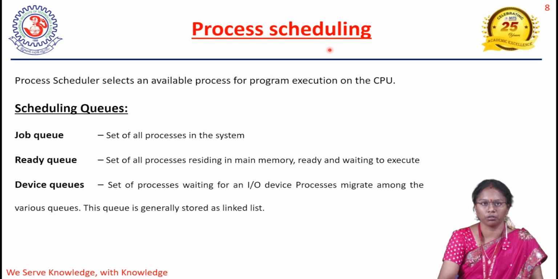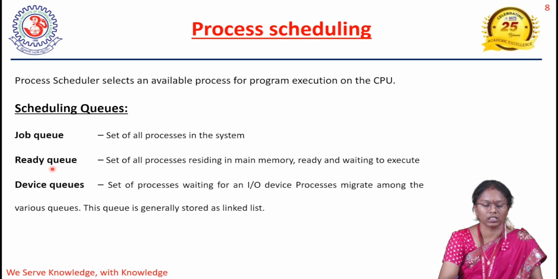How can we schedule? For scheduling we are using three types of queue: job queue, ready queue, and device queue. Job queue means the set of all the processes in the system. Ready queue means the set of all the processes residing in the main memory, ready and waiting to execute. And next one, device queue, that means a set of processes waiting for an input output device. Processes migrate among the various queues. This queue is generally stored as a linked list. Okay, mainly we are using these two queues, job queue and ready queue.